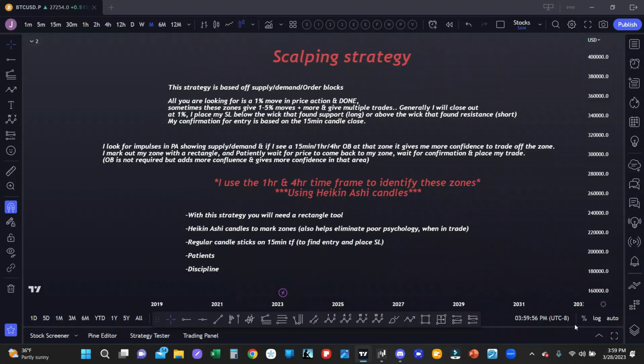Okay, so let me repeat what I just said about that. I use the 1 hour and 4 hour time frame to identify these zones using Heikin-Ashi candles.